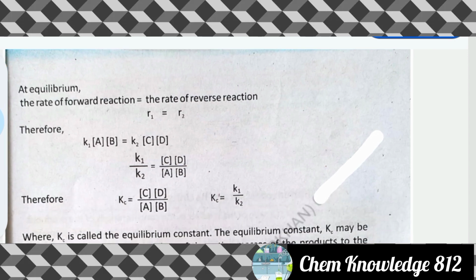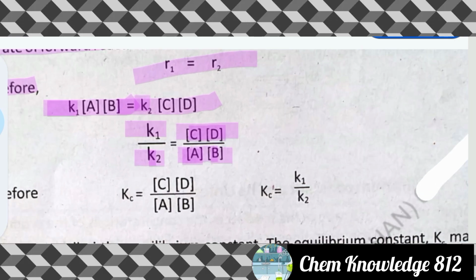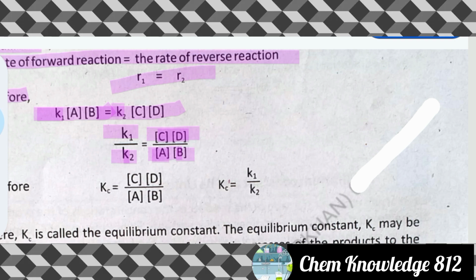So at equilibrium, what will happen? At equilibrium, the rate of forward reaction, as we have already discussed, will be equal to the rate of reverse reaction. R1 is equal to R2. So K1 into A and B is equal to K2 into the product of C and D. So K1 and K2 will come here, and this will be equal to C and D divided by A and B. Therefore Kc will be equal to C and D divided by A and B, and Kc is equal to K1 divided by K2.